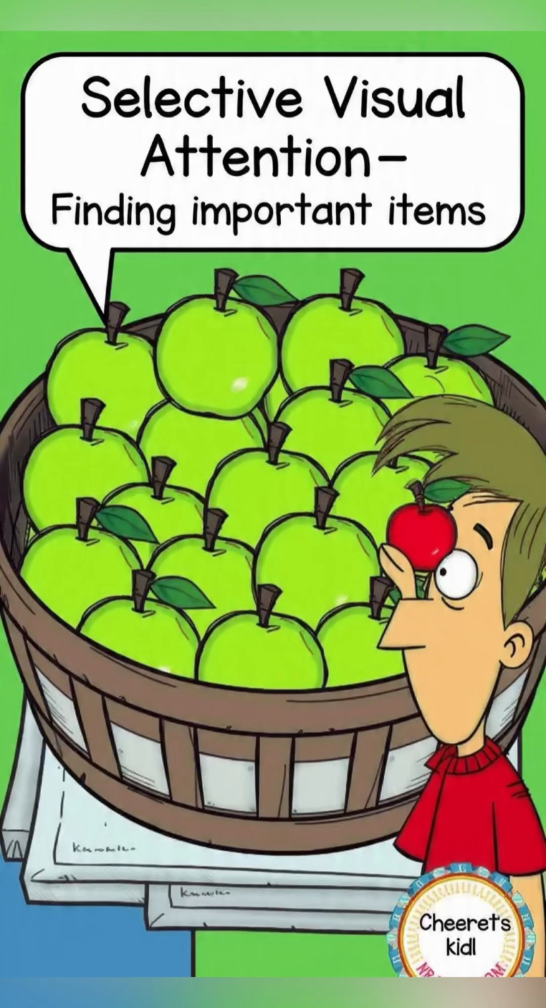Selective attention in vision. Picking out important items. A person noticing a red apple among green ones shows visual selective attention, where salient features like color or motion capture focus.